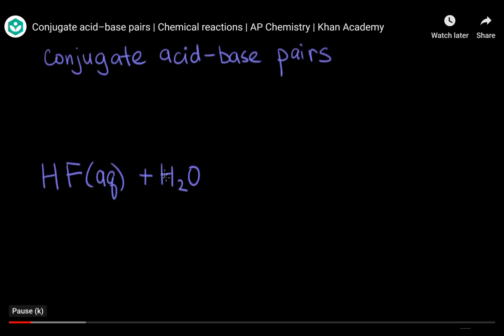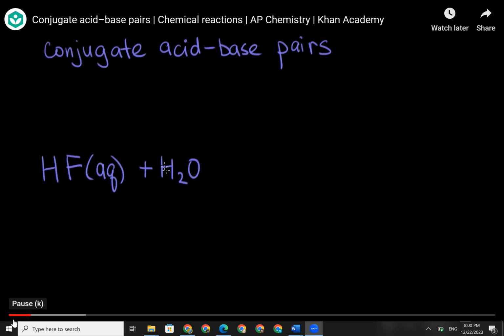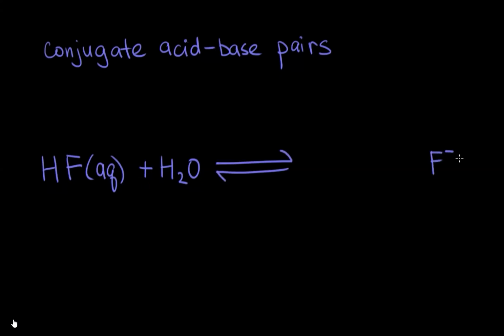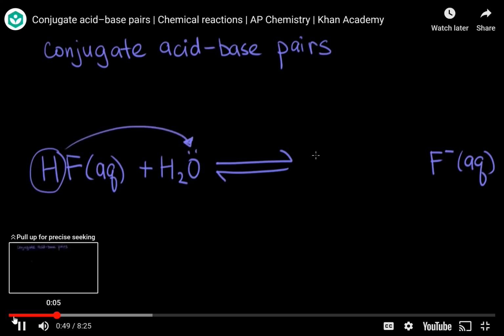Okay, so hydrogen fluoride is just a weak acid, and when you put it in water, it will dissociate partially, so some of the HF will dissociate and you'll get fluoride F minus ions. And then that dissociated H plus ion will get donated to our water. So water then becomes H3O plus, or hydronium.